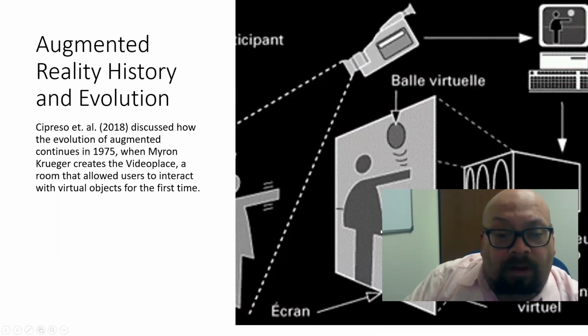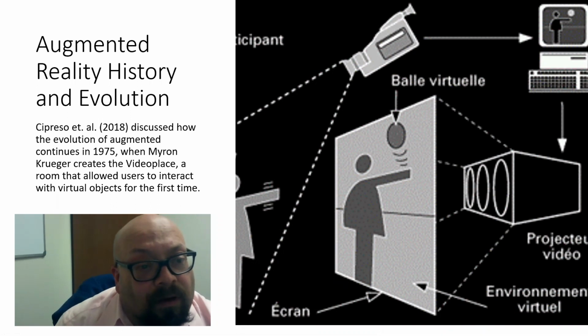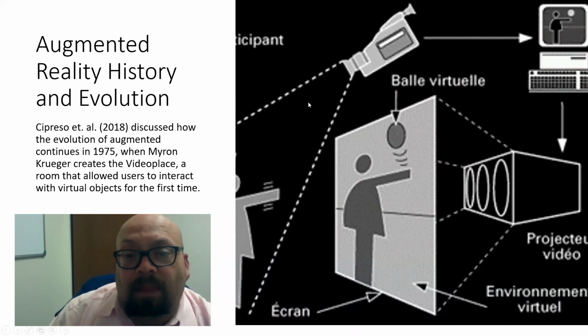All right, so this next one I have on augmented reality history and evolution. Sapriso and other researchers in 2018 discussed how the evolution of augmented reality continues in 1975 when Myron Krueger creates the Videoplace, a room that allowed users to interact with virtual objects for the first time. And so right here, this is a visual depiction of how the augmented reality was first used and the Videoplace construction.